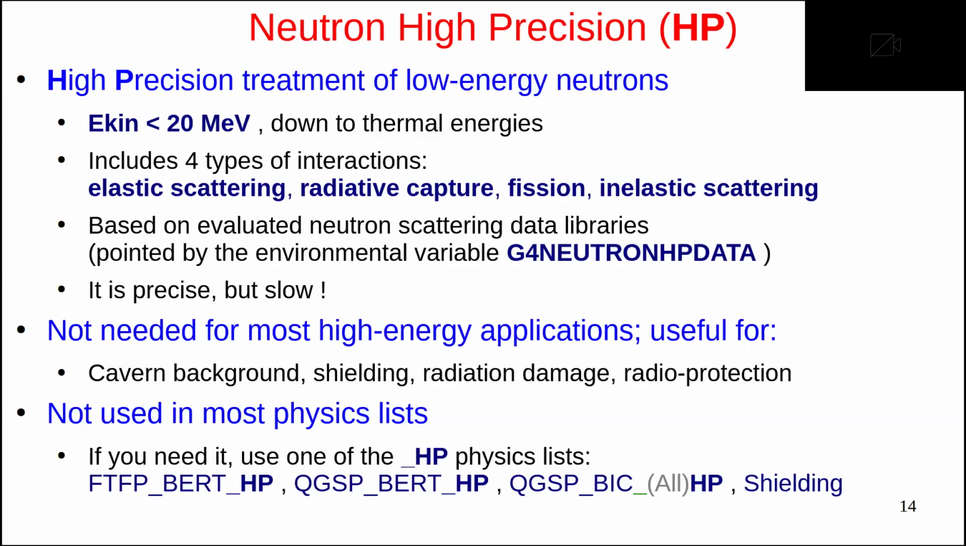So you need to consider using it really when you need it, typically for background, shielding, radiation damage, radio protection. Fortunately, it's not needed in most high energy applications like the searches, this kind of standard model analysis that are made in Atlas, CMS, and so on. And this HP you see essentially from the HP in the name of the physics list, with one exception, which is the shielding physics list, where you don't see HP, but it is included.